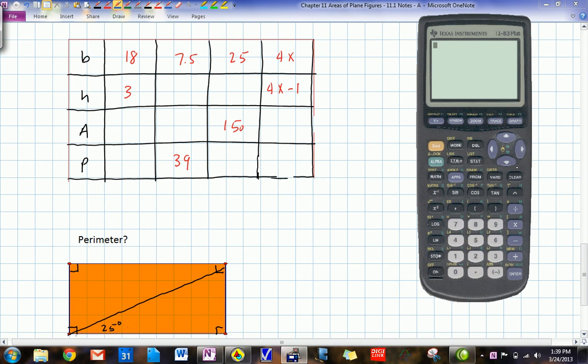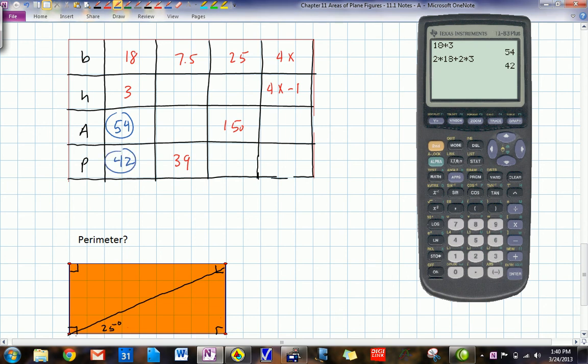And so first of all, I've got a base of 18 and a height of 3. So the area would be 18 times 3, which would be 54. Okay, pretty easy, right? Area of 54. Now the perimeter, remember, is the distance around the outside. So the distance around the outside would be 2 of those bases plus 2 of those heights. So with my calculator, I want 2 times 18 plus 2 times 3. And that would give me a perimeter of 42.